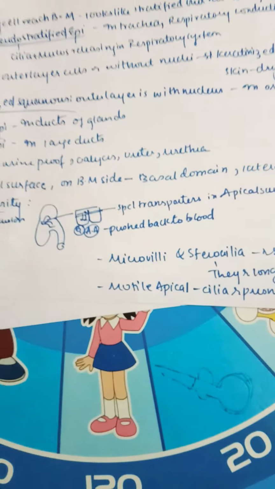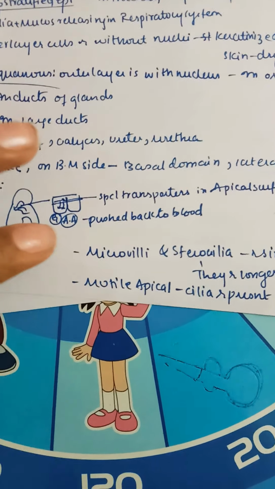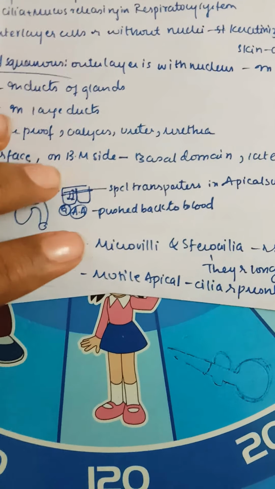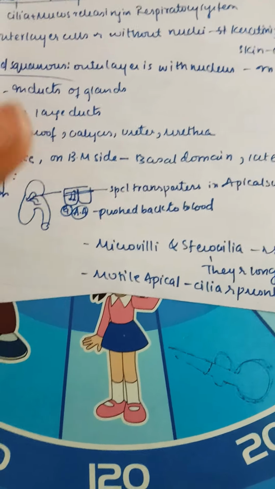So for example, if we take a nephron over here, it has special transporters mainly on the apical surface that push substances back to the blood. You can see glucose and amino acids are pushed back to the blood whenever the urine is passing through the nephron in the PCT.